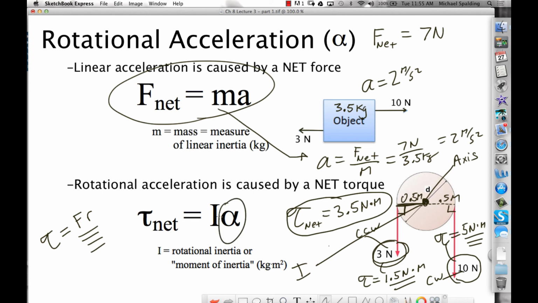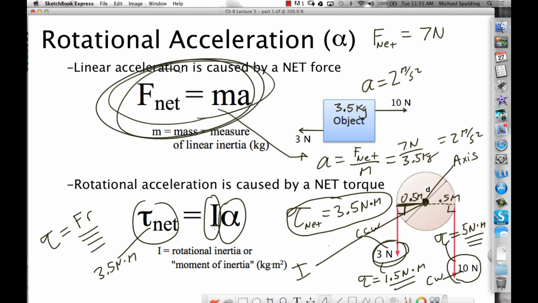Now, if you knew what the rotational inertia was, then you could solve for the angular acceleration, right? You'd say, okay, the net torque is 3.5, I know the rotational inertia, and then solve for angular acceleration. So, does everybody see the connection between these equations? F net equals ma is equivalent to torque net equals I alpha.